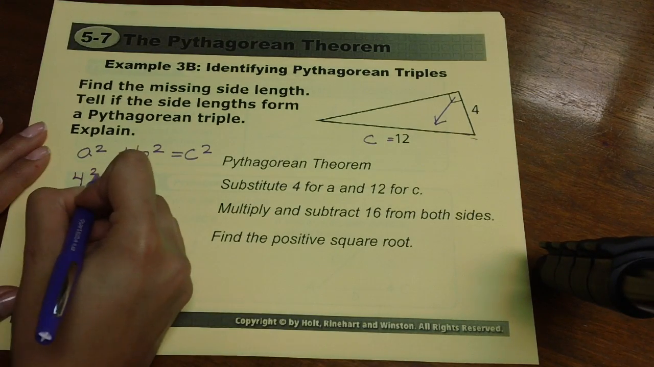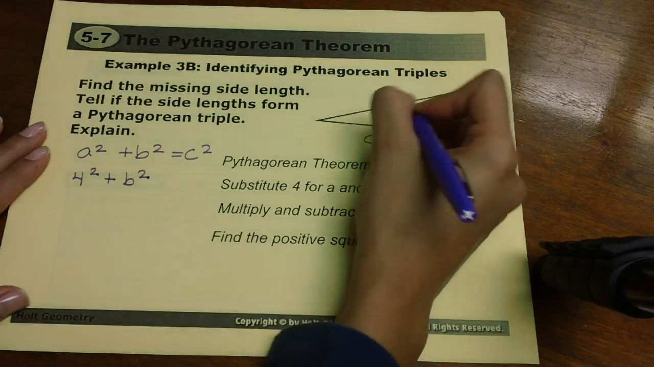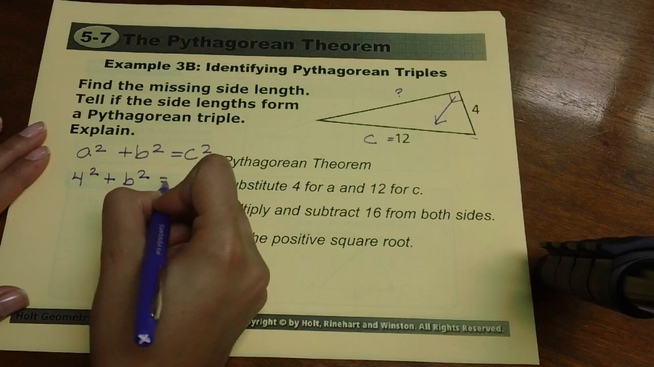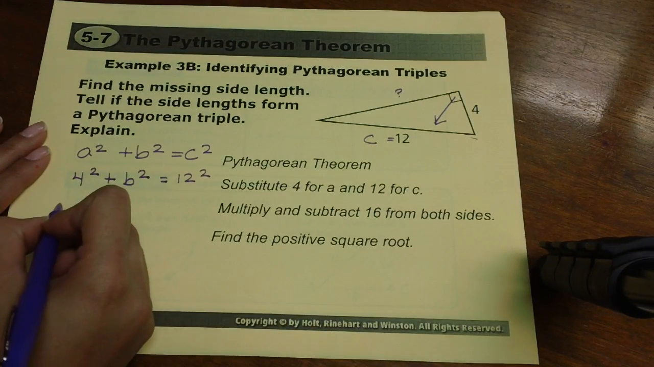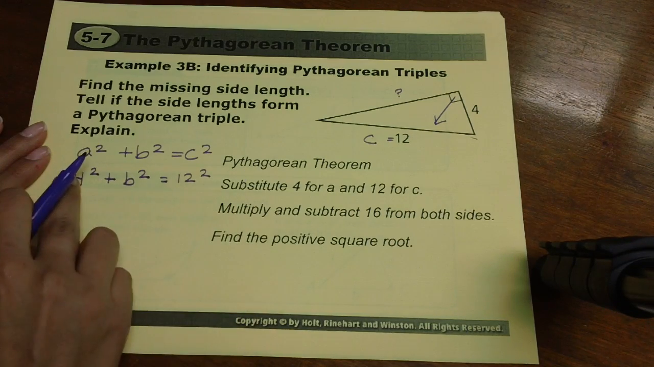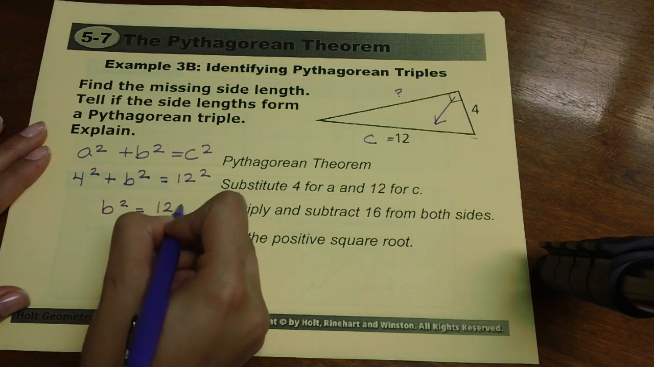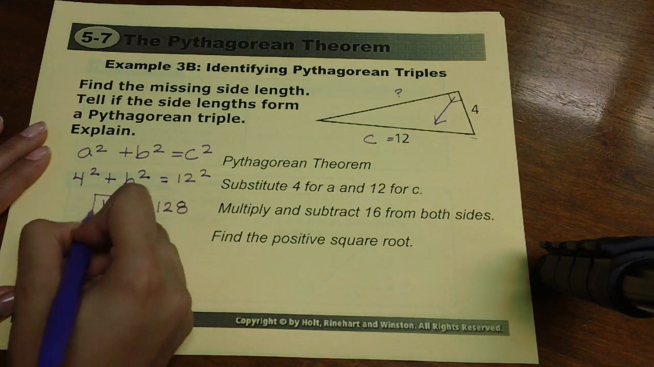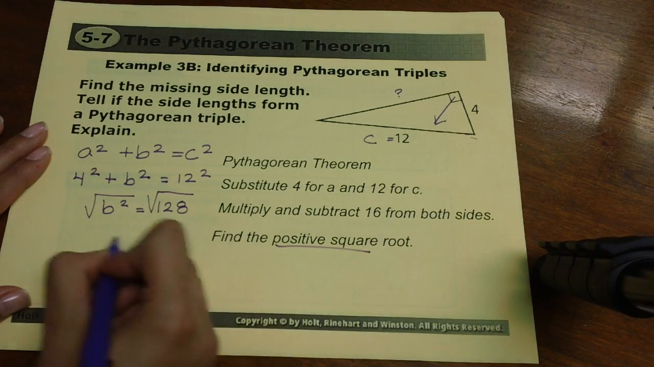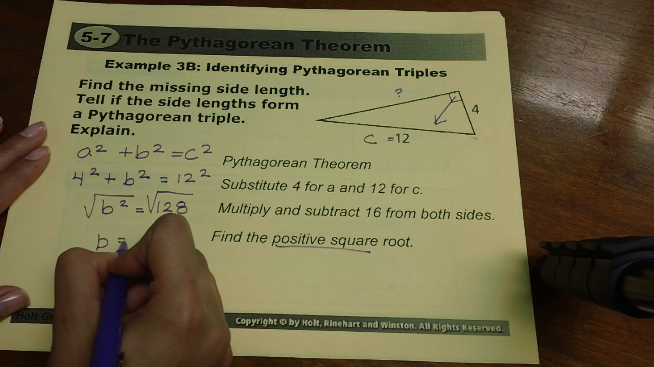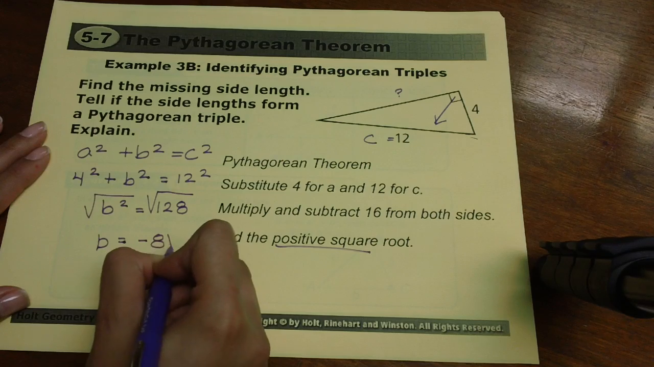So we've got 4 squared plus b squared, because we don't know what the other leg is, equals, and we said c was 12. If I square both of these and then subtract, I end up getting b squared equals 128. Again, we only want the positive root because distance isn't negative. So I get b equals the square root of 128 ends up being 8 root 2.